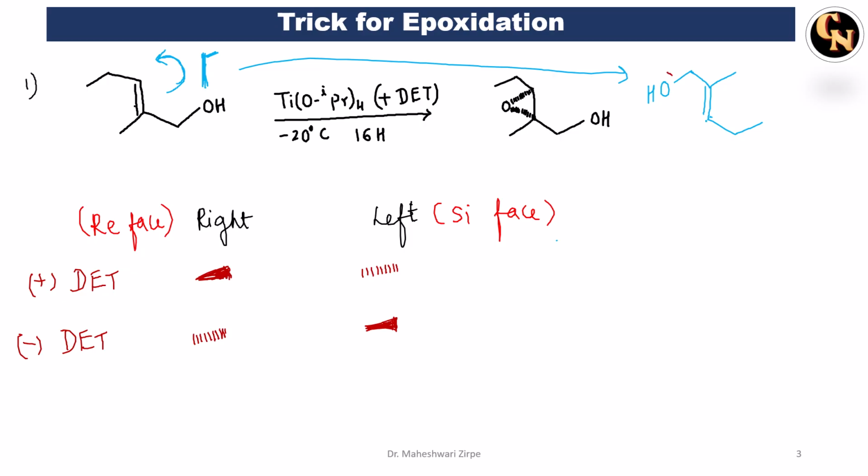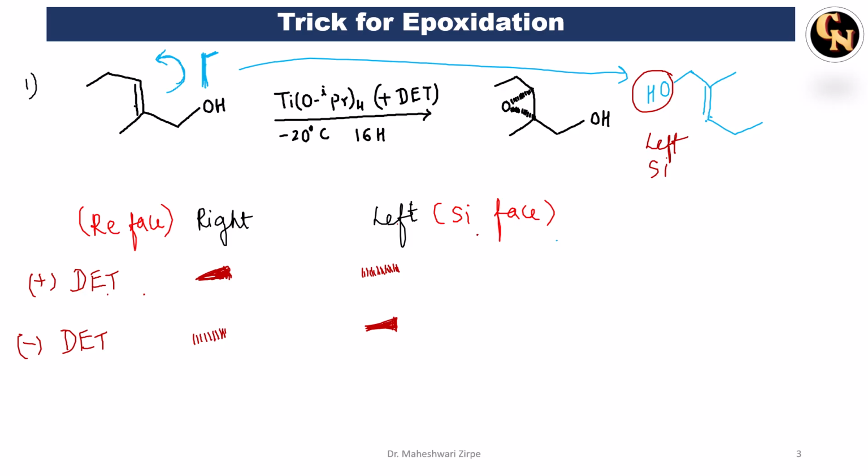So here the alcohol group is on the left hand side, okay, that is the psi face arrangement, that is left. So if it is left and plus DET, what is the epoxide you are going to get? A dash. So you can show here the dash OH group, or the epoxide ring will be below the plane. Okay, this is a trick which you should remember.